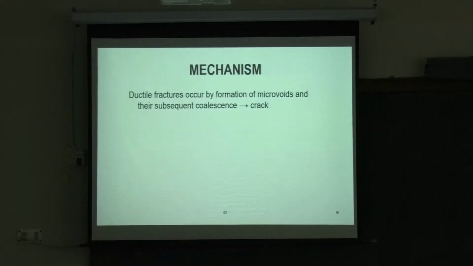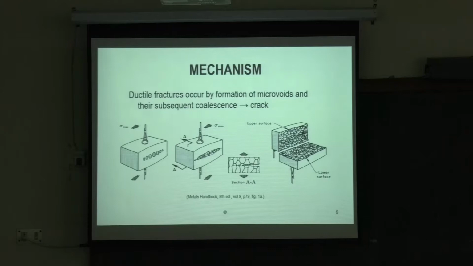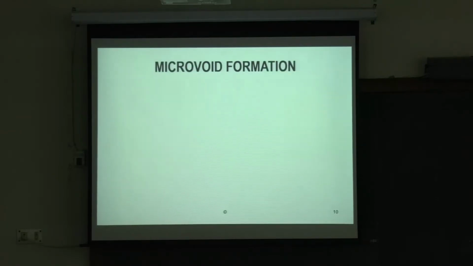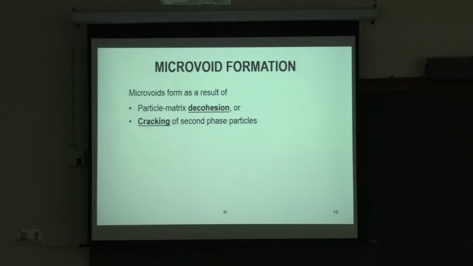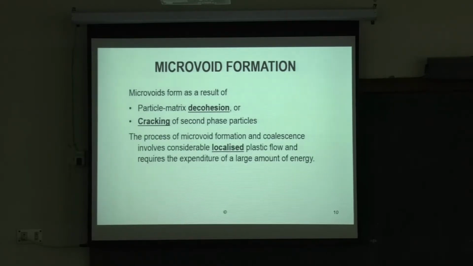Mechanism: ductile fracture occurs by formation of microvoids and their subsequent coalescence, and that's how the crack grows. As we have seen before, you apply sigma max, there are voids, the voids grow, and the crack goes through the voids, through the grains, and eventually this is the lower surface, this is the upper surface. So this is subsequent crack growth, ductile fracture. With microvoids there can also be decohesion or cracking of second phase particles. All these things can happen, but this gives you considerable localized plastic flow. And plastic flow takes up energy and requires the expenditure of a large amount of energy.